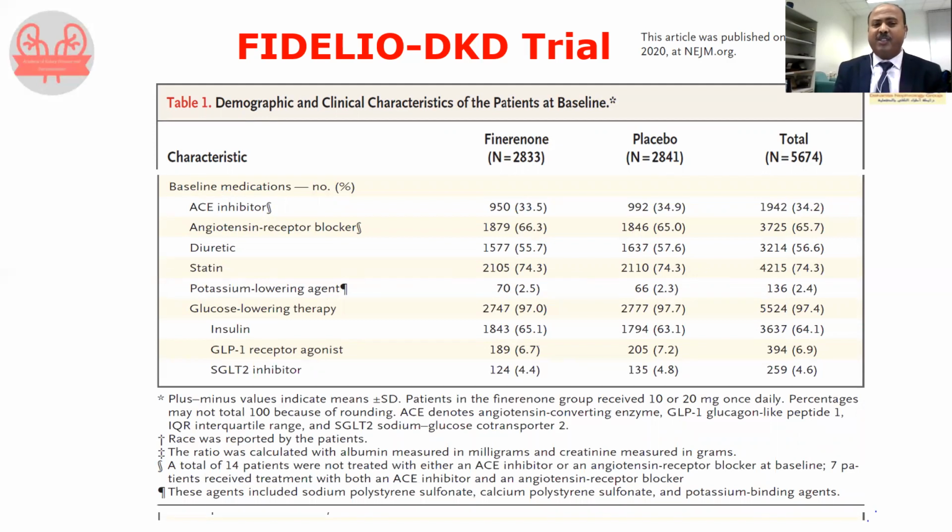One of the important messages from the demographics is that Finerenone, which is a mineralocorticoid receptor antagonist, was added on top of RAS blockade. So nearly all patients were treated with either ACE inhibitors, 33% here, 34% in placebo, or angiotensin receptor blockers, 66, 65. Only 14 patients were not treated with ACE inhibitor or angiotensin receptor blockers. This is to put in mind. So Finerenone was added because this is a long-standing diabetes. You'll find insulin was present, and GLP-1 receptor agonists or SGLT2 inhibitors. This is the distribution and the percentage of the drugs used for treating diabetes.